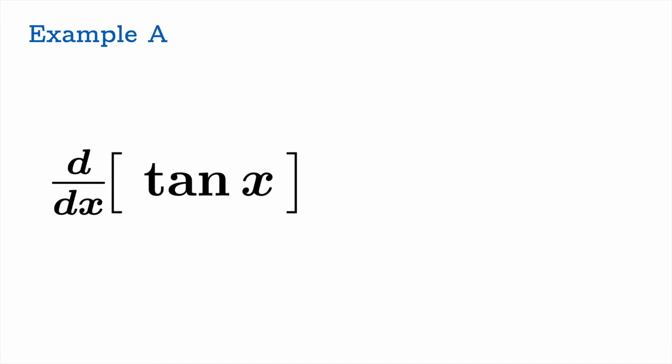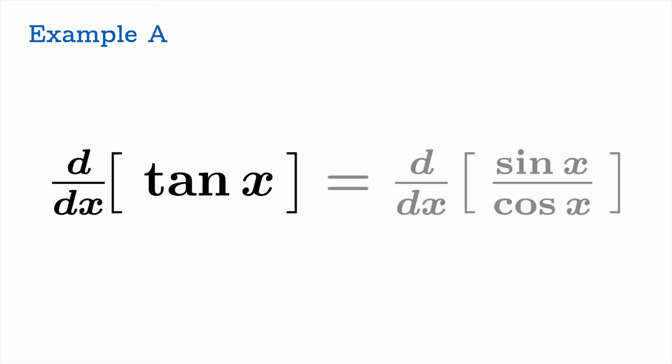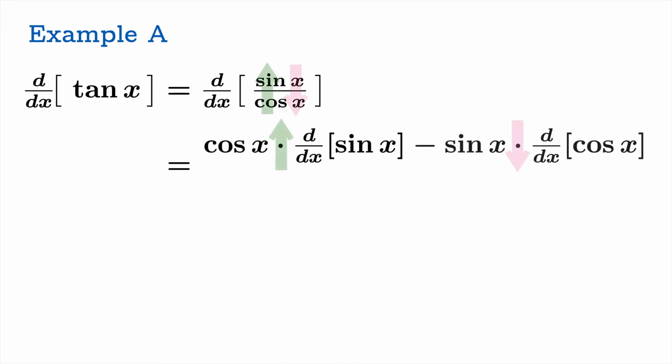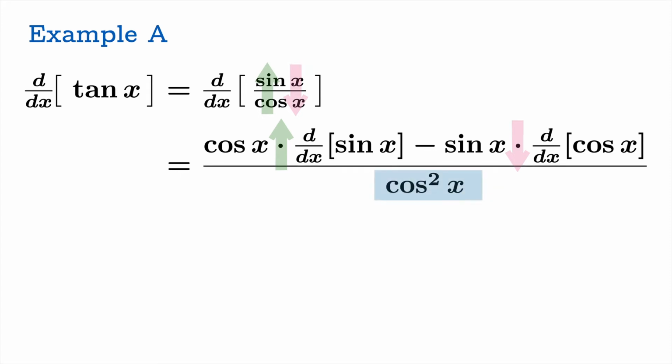You're going to see a lot of quotients. For example, if you want to take the derivative of the tangent function, you realize the tangent function is by definition the quotient of sine over cosine. So we can use the quotient rule. This derivative is going to be cosine x times the derivative of sine x minus sine x times the derivative of cosine x, all over the denominator function squared, in this case cosine squared.